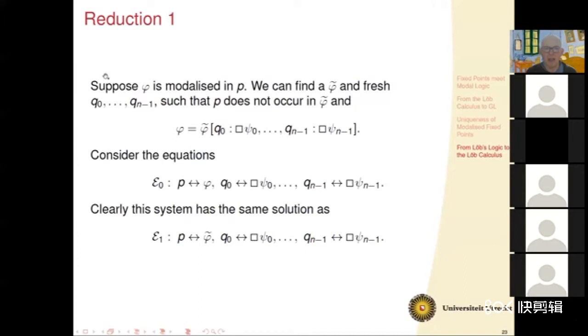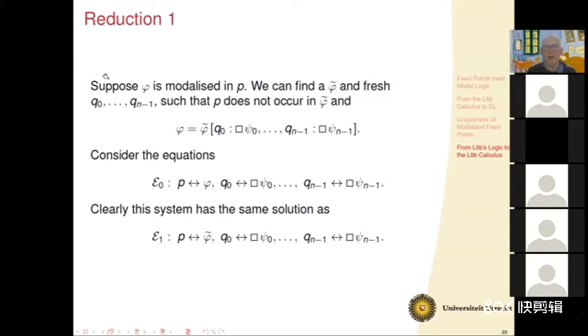a formula box psi such that the occurrence occurs in that, right? And so if you look at all occurrences, then we can find subformulas box psi 0 to box psi n minus 1, for some psi 0 to psi n minus 1, such that phi is the result of substituting the box psi i for the qi in phi tilde. And p does not occur in phi tilde, right?